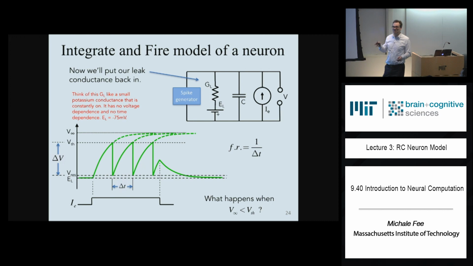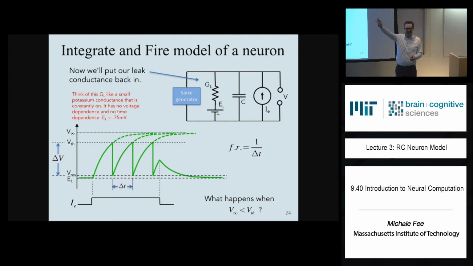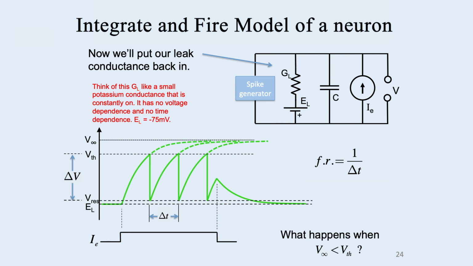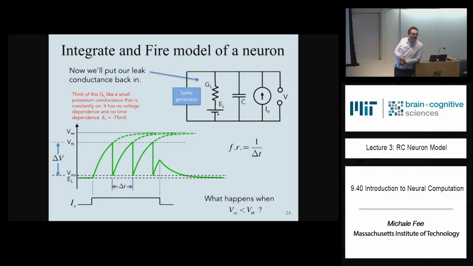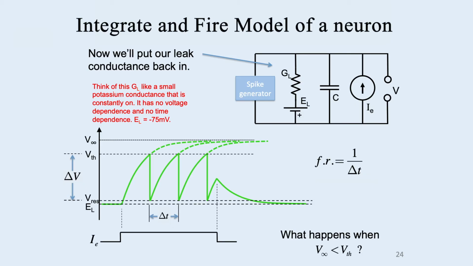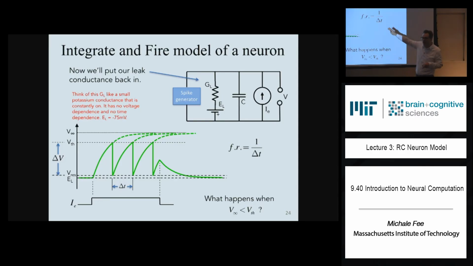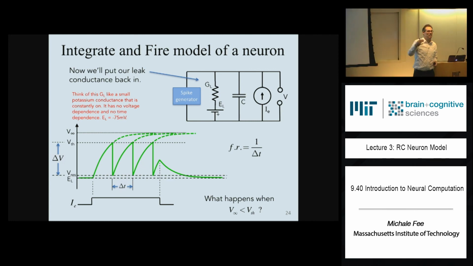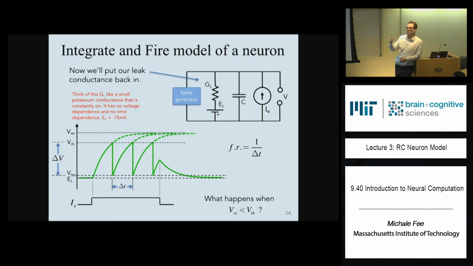Who knows the answer to that question? Raise your hands. Yeah? Shout it out. It won't spike, right? Good. Okay, so V infinity actually has to be above V threshold in order for that neuron to spike. Does that make sense? Okay, so something is different already, because before, when we injected current, the cell would eventually spike. But now what we see is when we have a leak, the V infinity actually has to be above V threshold. And so that means there's going to be some threshold current below which the neuron won't spike. That's pretty cool. We can see that right away.